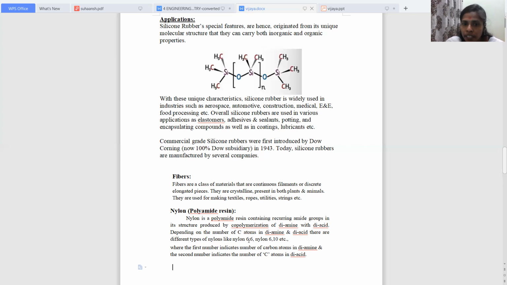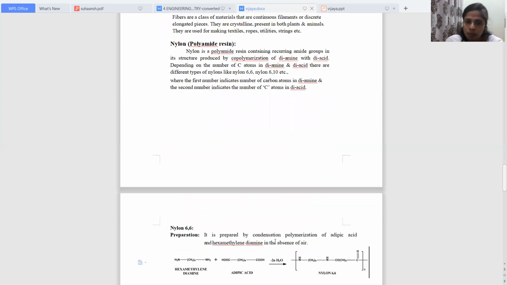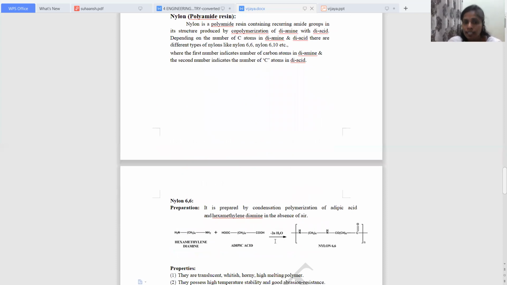In 6,6, the diamine has 6 carbons and the diacid also has 6 carbons. But in 6,10, the diamine has 6 carbons and the diacid has 10 carbons. Like that, the number in the nomenclature is given based upon the number of carbons in the first and second monomer units. Now let us move to the topic, nylon 6,6.